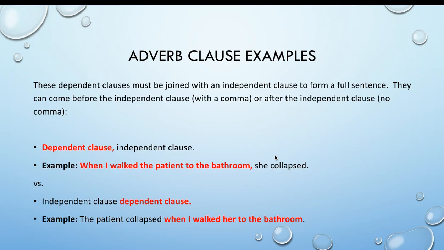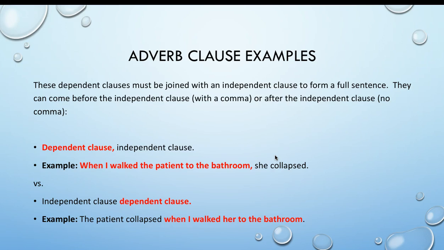So we have a couple examples here. When I walked the patient to the bathroom, comma, she collapsed. So independent clause, she collapsed. Very short, but it has a subject, a verb, technically is a complete thought. We're adding that adverb clause in red that can't stand on its own without that independent clause.